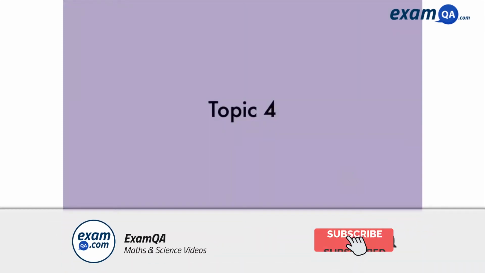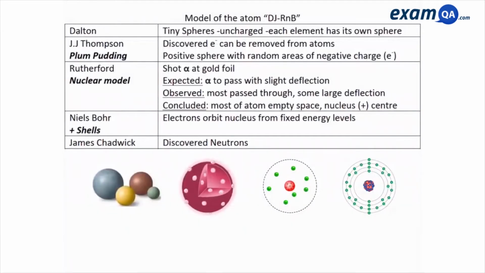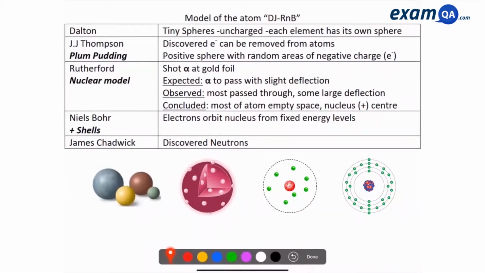Okay, topic 4. Now, the first part is about the model of the atom. We did this in chemistry, so just a quick reminder of DJ R&B: Dalton, J.J. Thomson, Rutherford, and Niels Bohr. Also, Chadwick, he helped to discover neutrons, so that's something else. And of course, remember all the different types of the model of the atom that we spoke about.